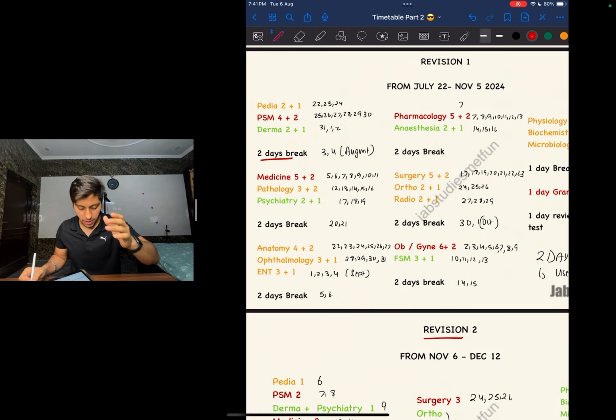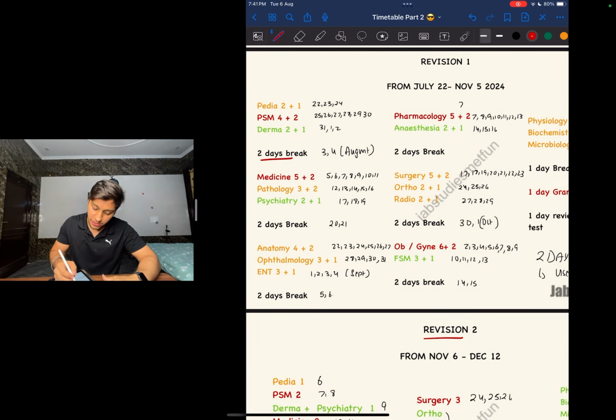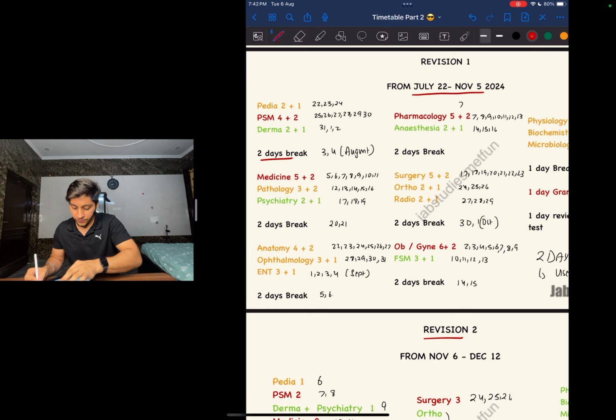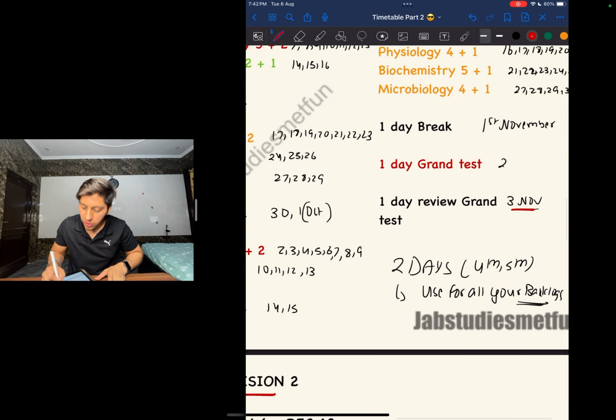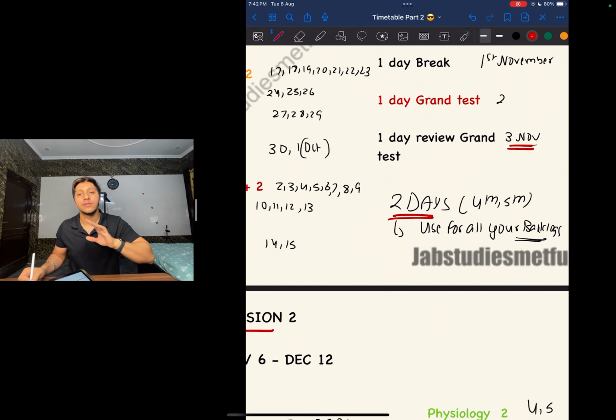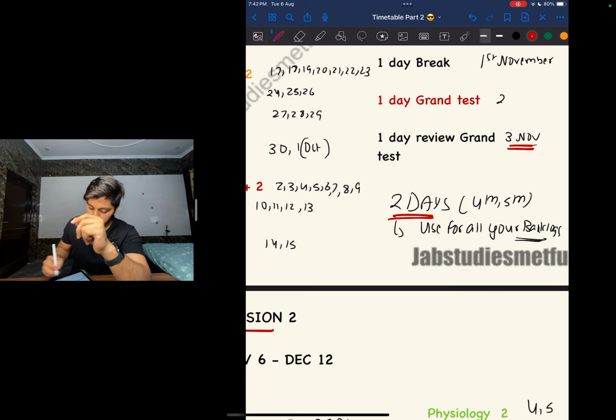You deserve it. Even like this, there might be times where you will have backlog. That is why in this July 22 to 5th of November schedule, till 3rd of November, you have a schedule. After that, 2 days, nothing is mentioned. The reason of these 2 days of nothing is mentioned is so that you can complete all your backlogs.